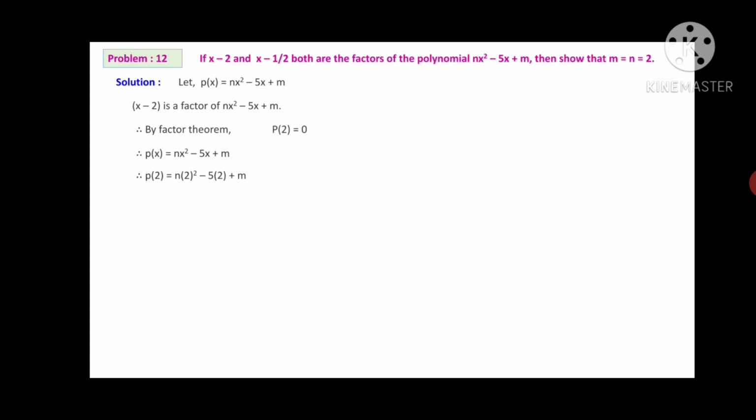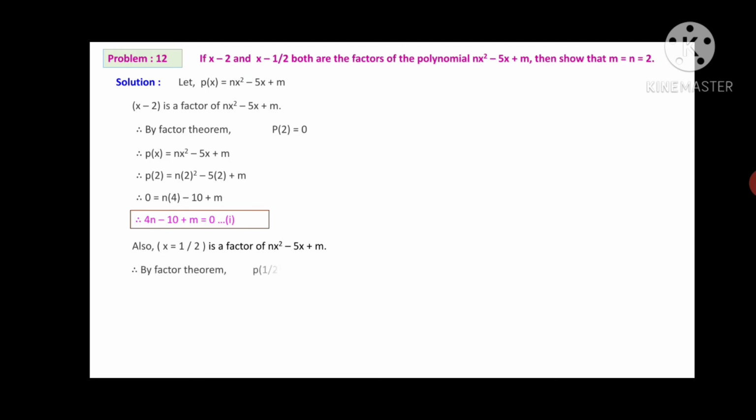Therefore, P of 2 is equal to n into bracket 2 raised to square minus 5 into 2 plus m. Now, we can write P of 2 is equal to 0, given. Therefore, 0 is equal to 2 square is 4, means n into bracket 4 minus 5 2s are 10 plus m. Therefore, we can write 4n minus 10 plus m is equal to 0, equation 1. Also, x is equal to half, 1 by 2, is a factor of nx square minus 5x plus m.